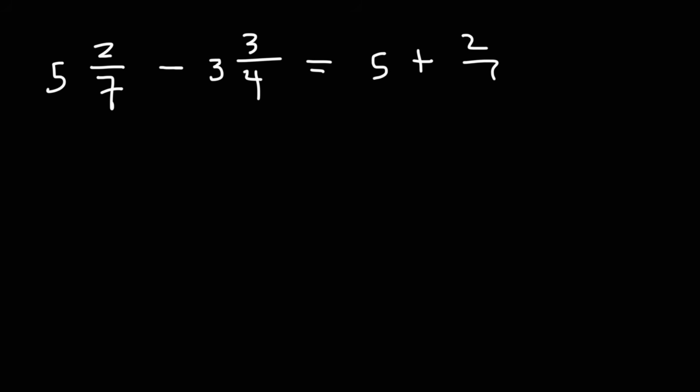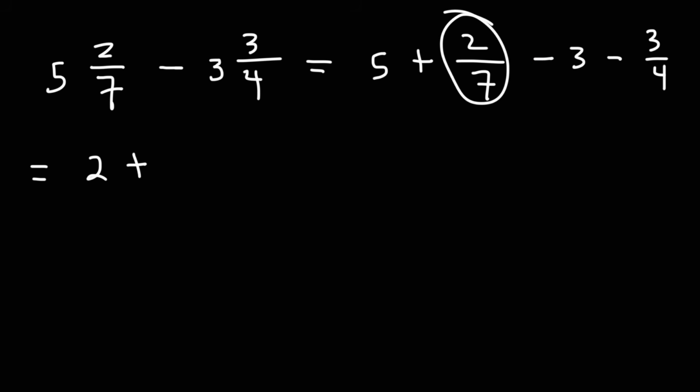Now let's work on an example where we need to subtract two mixed numbers. So 5 2/7 minus 3 3/4. Go ahead and try that example. So we can rewrite this as 5 plus 2 over 7, and then minus, this is 3 3/4, but we need to distribute the negative sign to both the 3 and the 3/4. So here we have 5 minus 3. 5 minus 3 is 2. And then we're left with positive 2 over 7, and then negative 3/4.